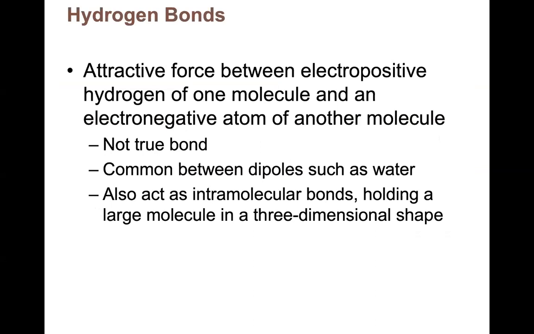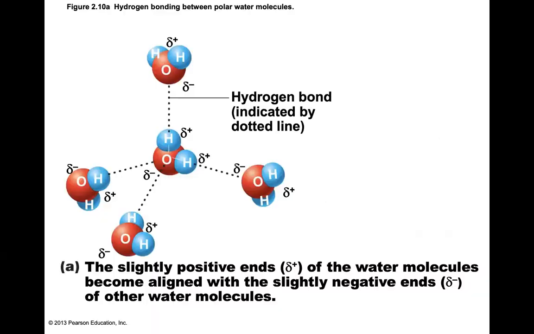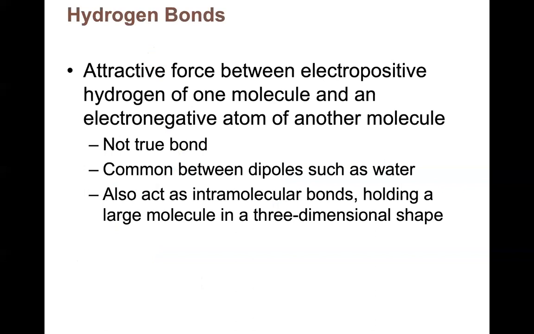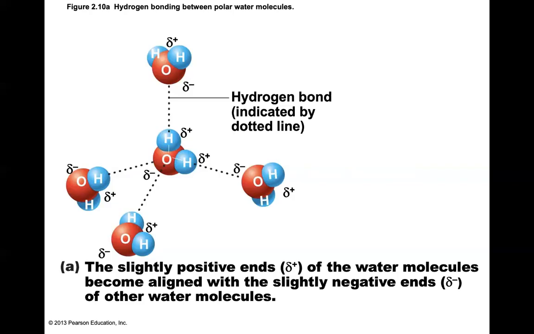Hydrogen bonds are an attractive force between an electropositive hydrogen of one molecule and an electronegative atom of another molecule. This is not a true bond. It's common between dipoles such as water. And it also acts as intramolecular bonds holding a large molecule in a 3D shape. Typically, hydrogen bonds will exist between hydrogens and an oxygen or a nitrogen. So you'll typically see oxygens and nitrogens involved in the formation of hydrogen bonds.